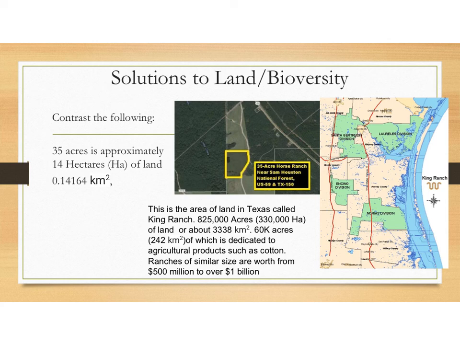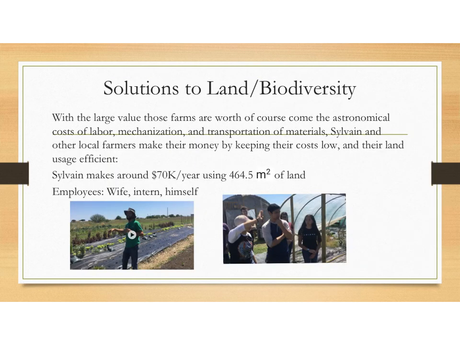Ranches of this size are worth somewhere between 500 million up to about $1 billion, is what one of the farms in King Ranch was worth a few years ago. That is a lot of land, and it makes a lot of money, right? So how do you compete with that as a small farmer?